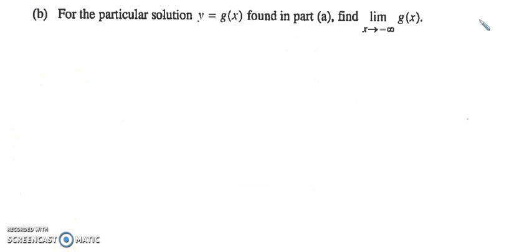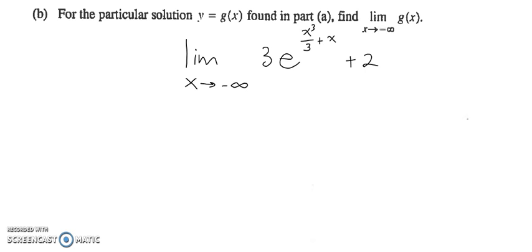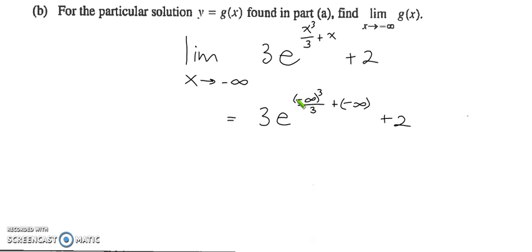Okay, so for part B, you have to find the limit as x approaches negative infinity of g of x, and g of x is the function you found in part A. So what you're being asked is pretty much that. Now, remember that it's a limit, so your first thing should be to do direct substitution. So negative infinity. This isn't too bad, because this is pretty much going to go to negative infinity.